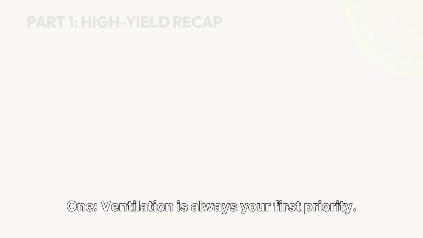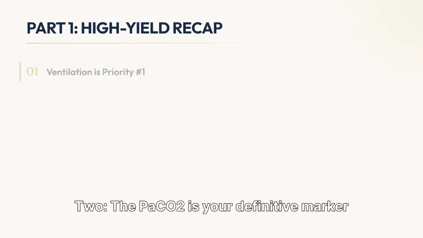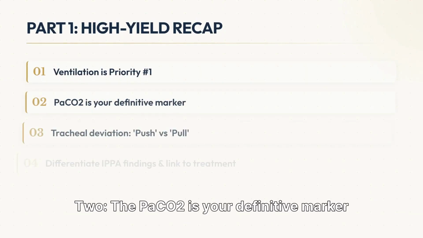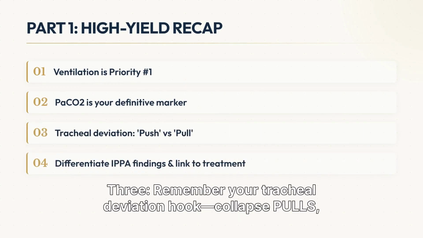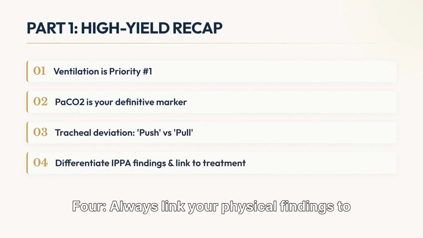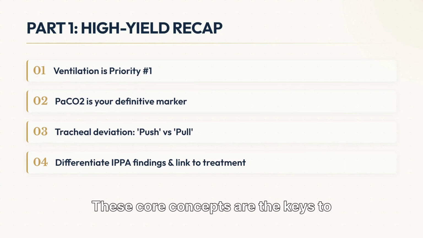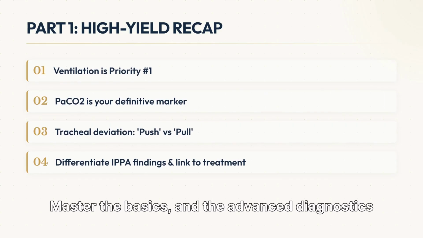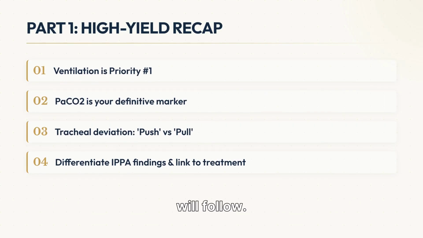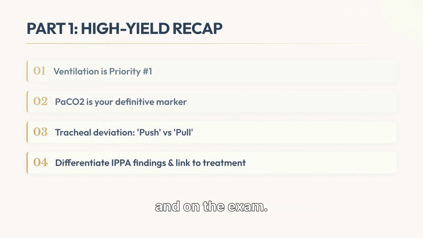Let's recap the most high-yield takeaways from Part 1. 1. Ventilation is always your first priority. 2. The PaCO2 is your definitive marker for ventilation status. 3. Remember your tracheal deviation hook, collapse pulls, tension pushes. 4. Always link your physical findings to a specific clinical action. These core concepts are the keys to NBRC success. Master the basics, and the advanced diagnostics will follow. You are doing the work, Michael, and it will pay off at the bedside and on the exam.